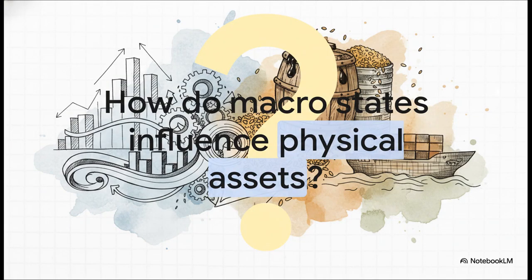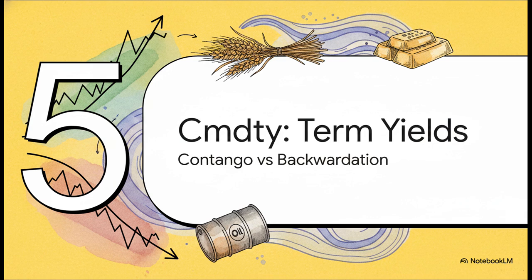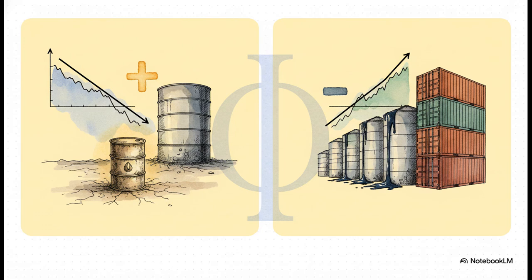We've seen how interest rates and sheer speed govern fiat currencies. But what happens when the asset isn't just a digital number on a screen? What happens when it's real oil in a barrel, or wheat sitting in a silo? How do macro states influence physical assets differently? Section 5. Commodities. Term structure yields, contango versus backwardation. Welcome to the commodities hemisphere. Over here, physical supply dynamics are the real boss.